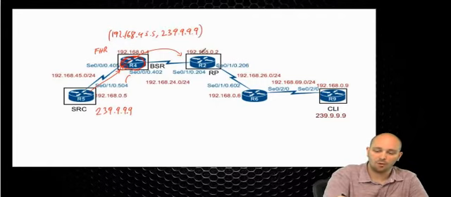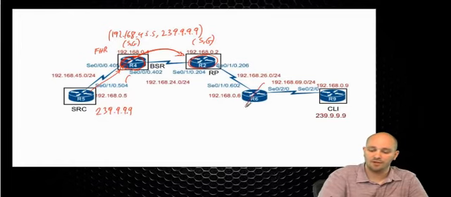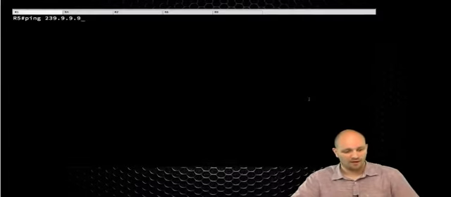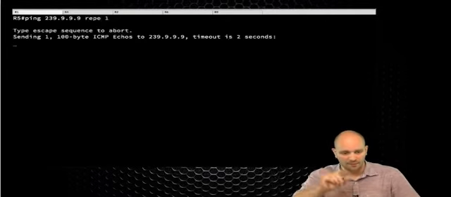Comma 239.999, but I will also be seeing this state created here, so this is our S, G state. I will be seeing this state created here as the result of this register message, but there will be no state on R6 because R9 has not joined this group yet. So I'm going to go to R5 and send one ping.